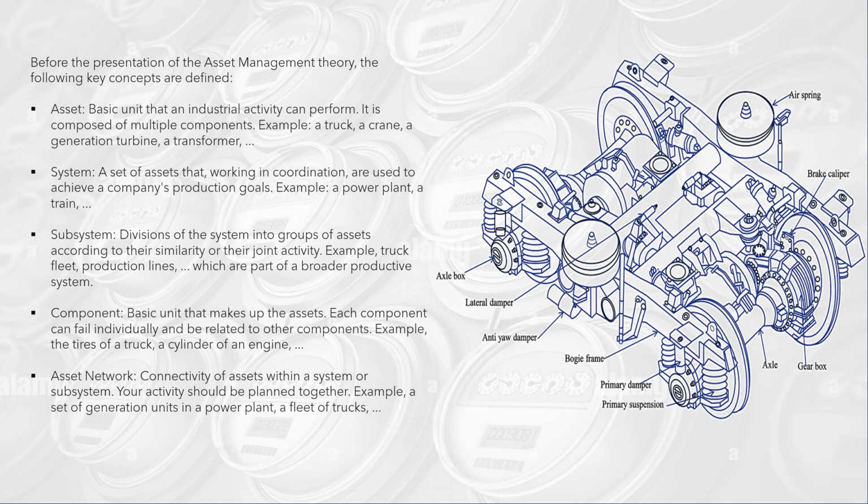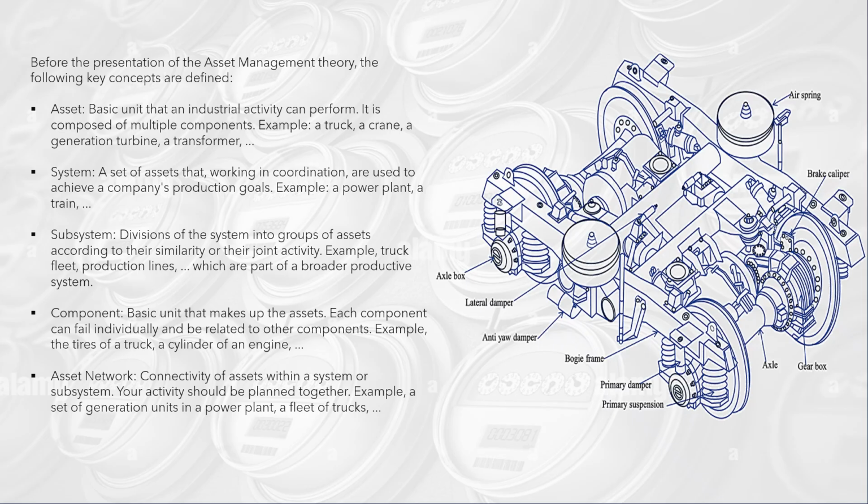Before the presentation of the asset management theory, the following key concepts are defined. Asset, basic unit that an industrial activity can perform. It is composed of multiple components. Example, a truck, a crane, a generation turbine, a transformer. System, a set of assets that, working in coordination, are used to achieve a company's production goals. Example, a power plant, a train. Subsystem, divisions of the system into groups of assets according to their similarity or their joint activity. Example, truck fleet, production lines, which are part of a broader productive system.